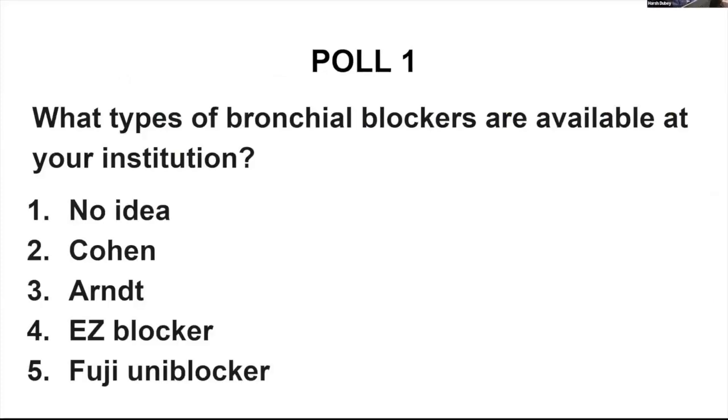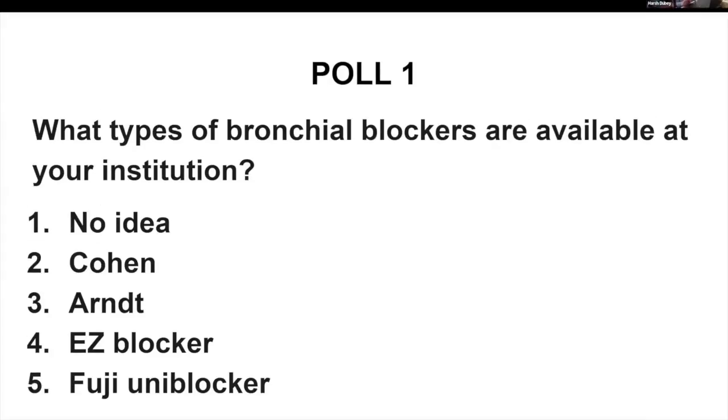We did a sub-analysis on what type of bronchial blockers are available at the institute that you work at. So you can see the polls up on the screen now, and you can just, while we're speaking, submit your answers. Clive, what do we have at Eastern Health? We have the Arndt and the Cohen. Brian, I might ask you what you have at St. Vincent's. Yeah, we have two, probably the EZ-Blocker that's more in stock now.